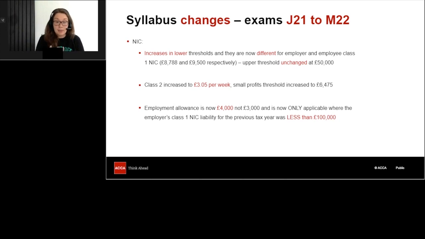The employment allowance that is deducted against national insurance of an employer is £4,000 now rather than £3,000, which it was before. And it's now only applicable where employers class 1 NIC liability for the previous tax year was less than £100,000. So do just watch out for that little tricky part there.